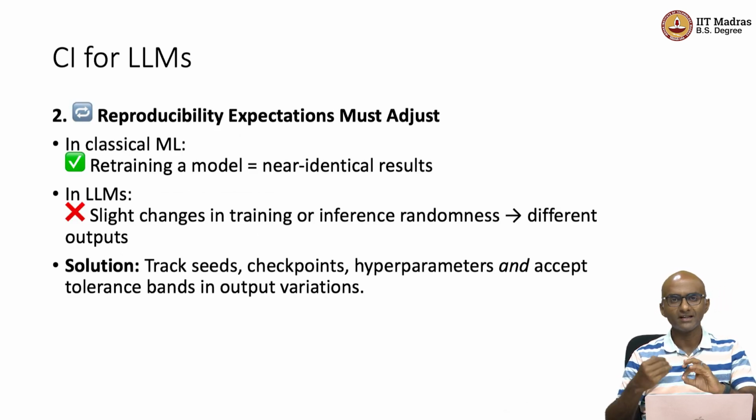The reproducibility expectations need to be adjusted. We spoke about it in a couple of different ways already. In classical ML, you retrain a machine learning model and you get to see outputs which are nearly identical. At least it's comparable, and you can say that the accuracy has dropped, accuracy has gone up, false positive rates are higher, whatever, and then you can make an optimal decision on whether to choose the new model or go with the existing champion model that you already have.